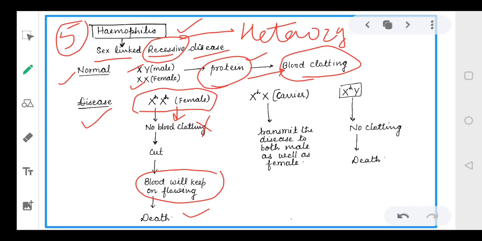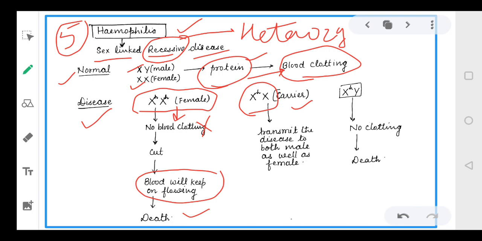It may cause the death of the person. Now the second concept is if the female is only a carrier. Female only carrier means the gene is only present in one of the X chromosomes, right? Because it is recessive, this will act as a carrier. This will not be expressed.